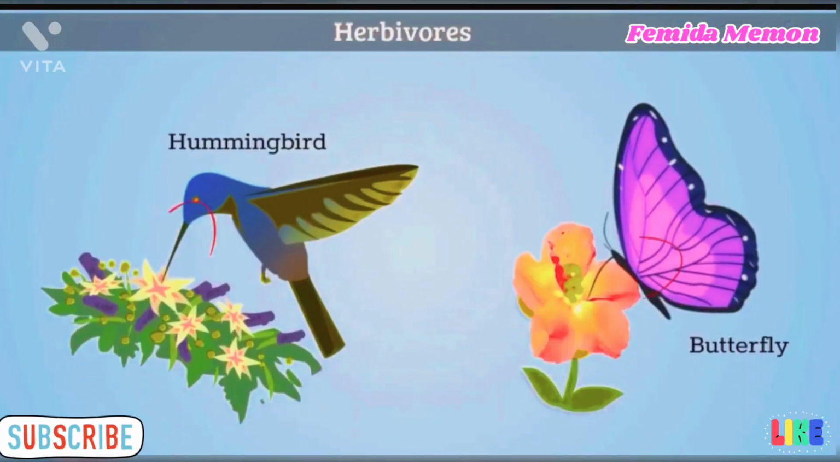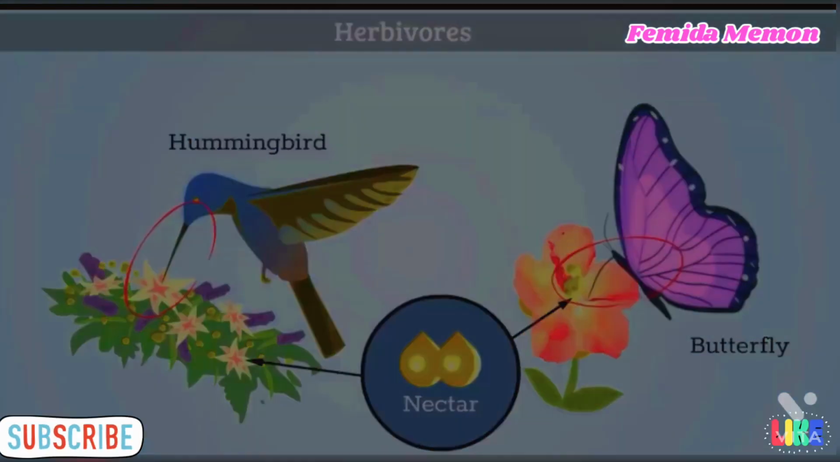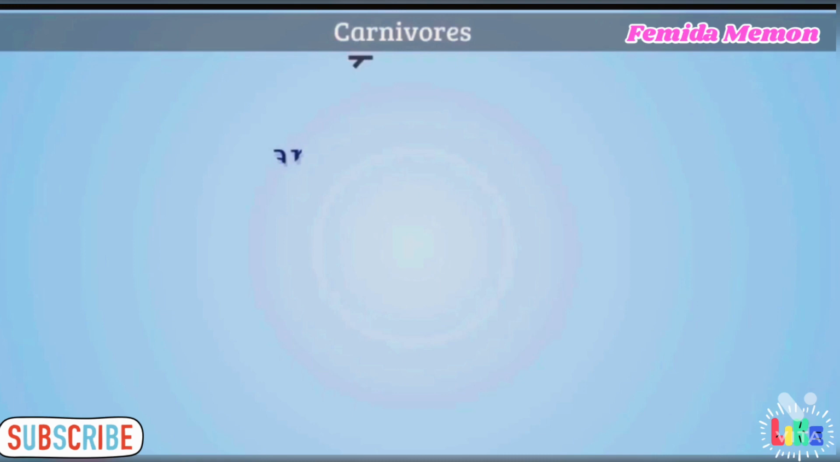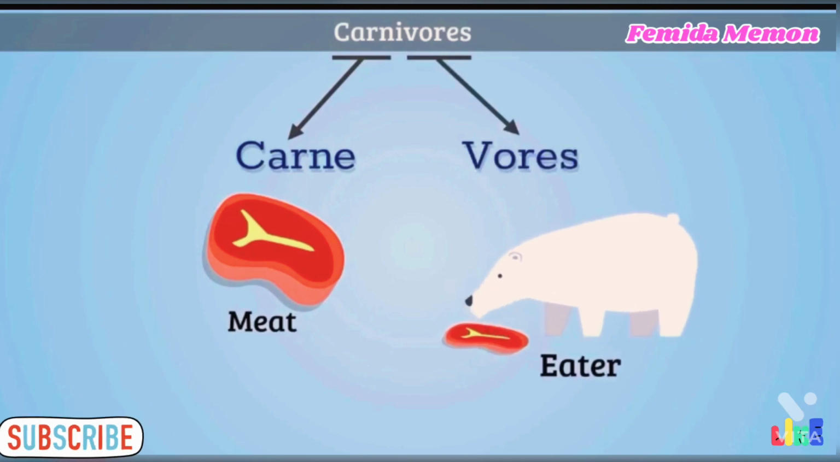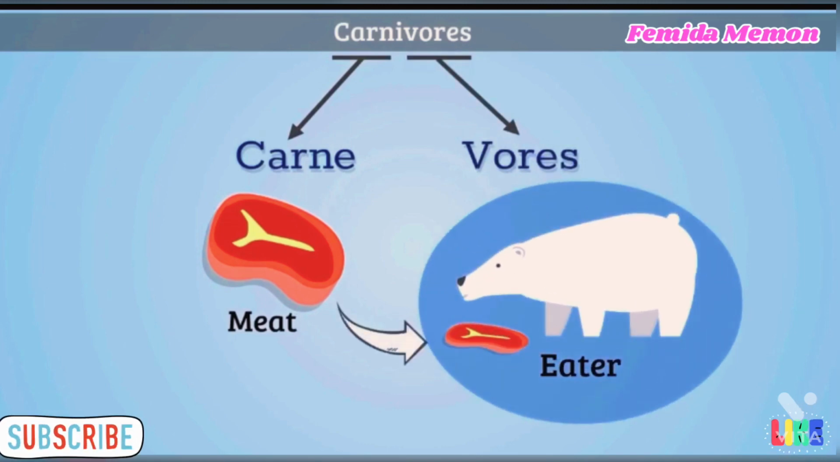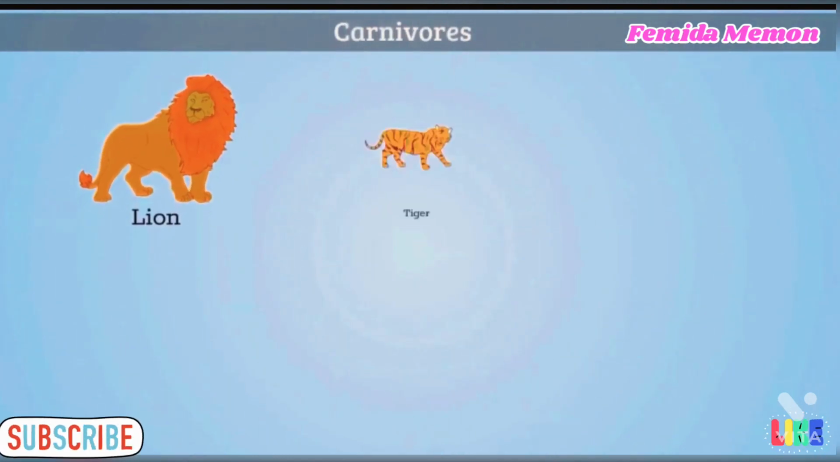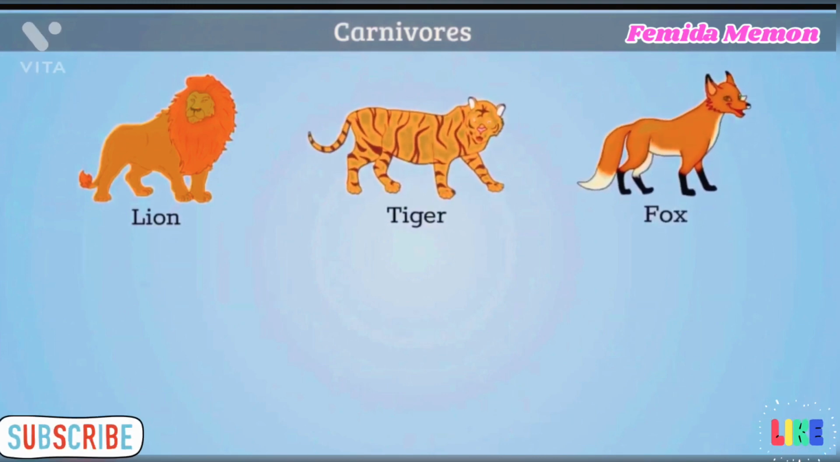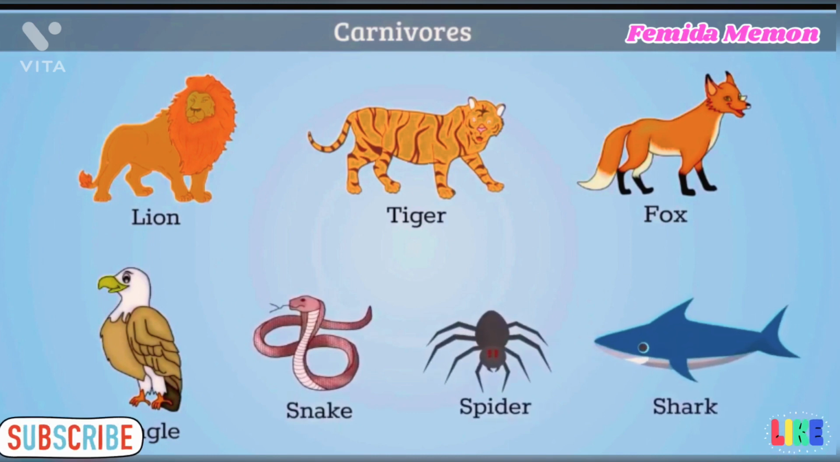Butterfly and hummingbird have a straw-like shape with which they suck the sweet juice called nectar from flowers. Carnivores. Carn means meat and vores means eater. So, the animals which obtain their food only from other animals, that is in the form of meat, are called carnivores. Examples: lion, tiger, fox, eagle, snake, spider, shark, etc.